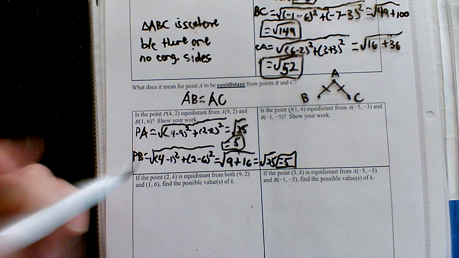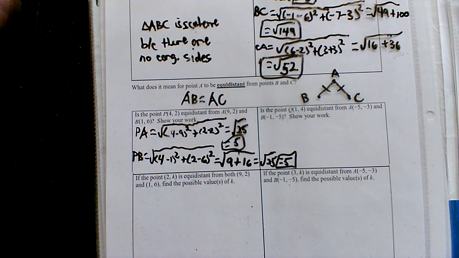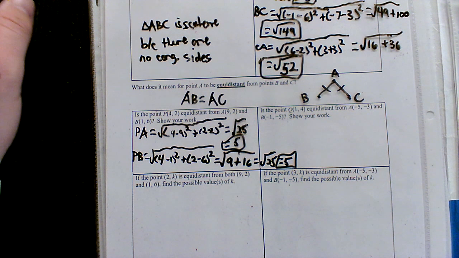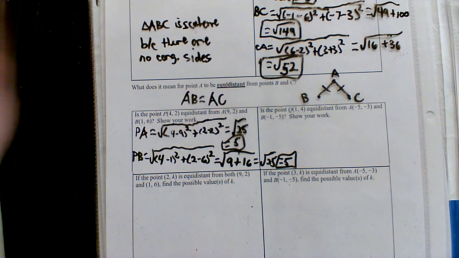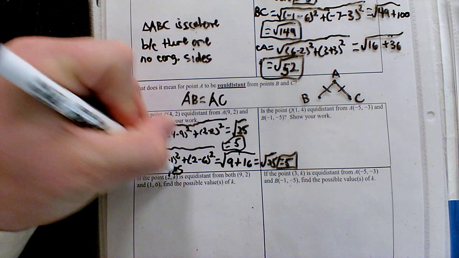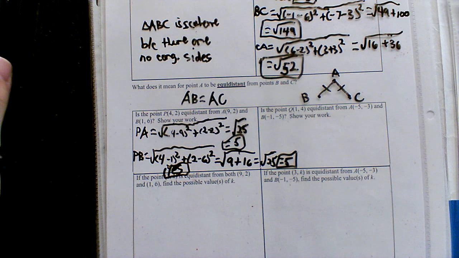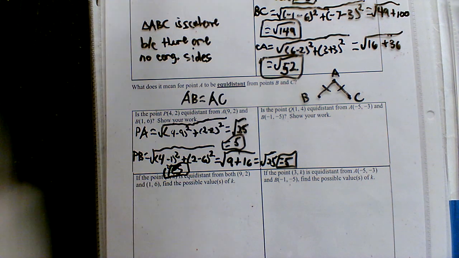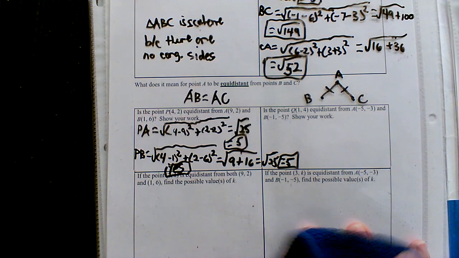So now answer the question. We've shown our work. It said show your work. Answer the question. Is the point from P to A and P to B, is it equidistant? Yes. So that's all we need to say. Yes, it is. Does it make sense how we found that? Going too fast? Too slow? All right. So we get 5 and 5 for both side lengths. So let's go ahead and try the next one right beside it.